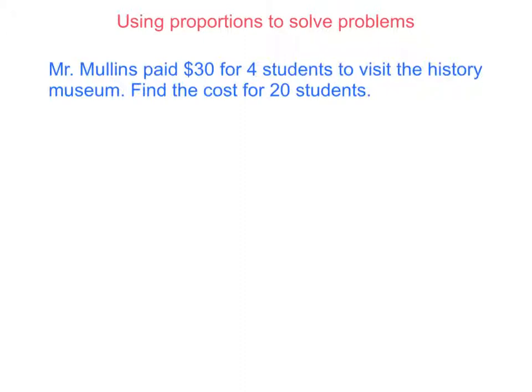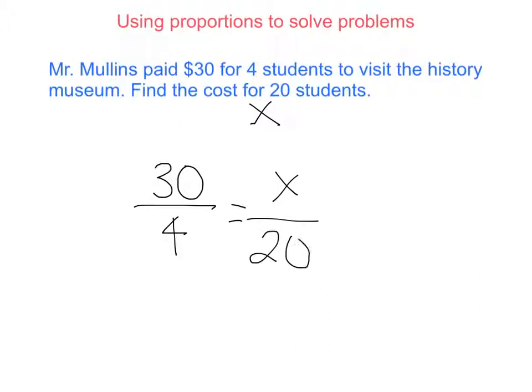So here's an example. Mr. Mullins paid $30 for 4 students to visit the History Museum. Find the cost for 20 students. So we can do this by setting up a proportion. We're going to let x represent the cost of 20 students. So if we have the cost, $30 for 4 students, then that equals how much for 20 students.